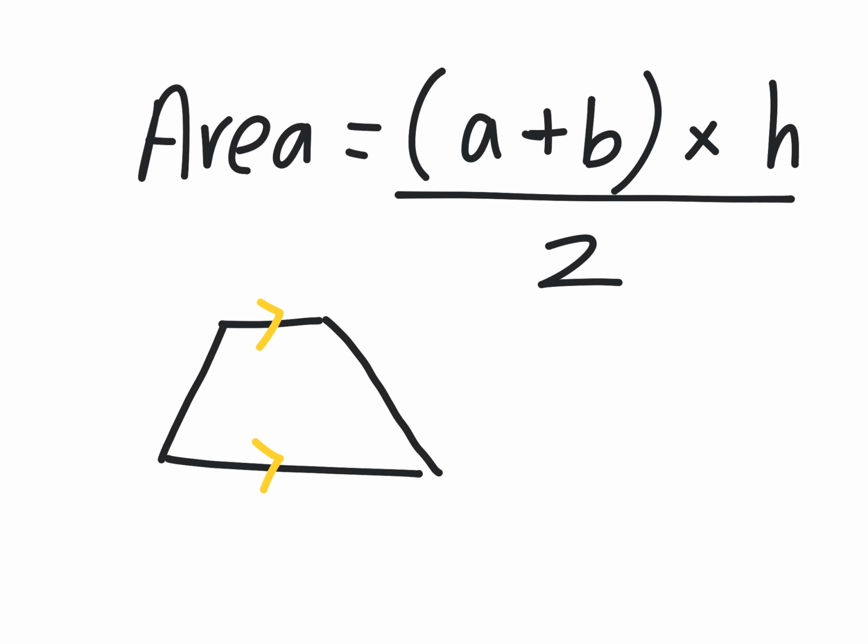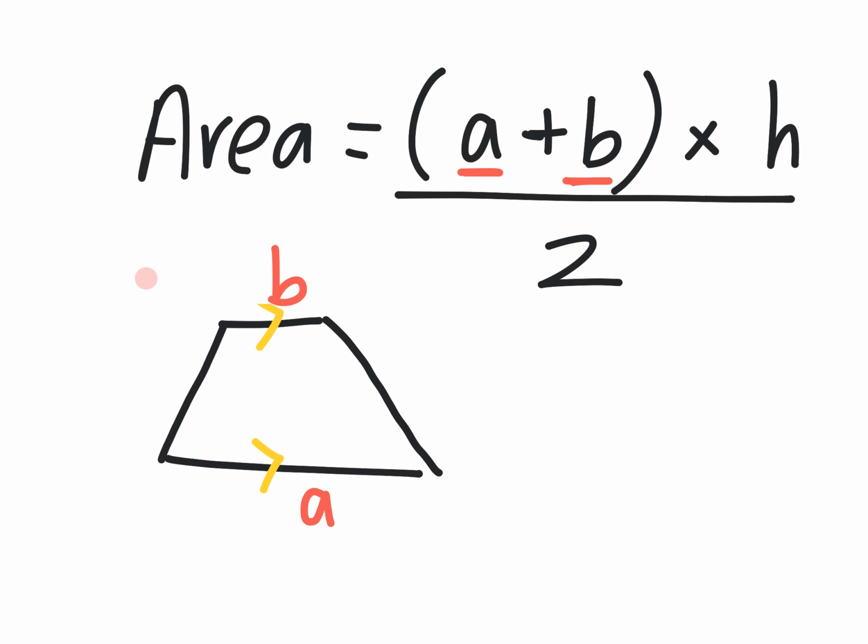So to figure out the A and B, we're told that A and B represent the lengths of the parallel sides. Does it matter if I call this side A or this side A? No, as long as we call one of them A and one of them B. So let's call this one A and then we'll call this one B.